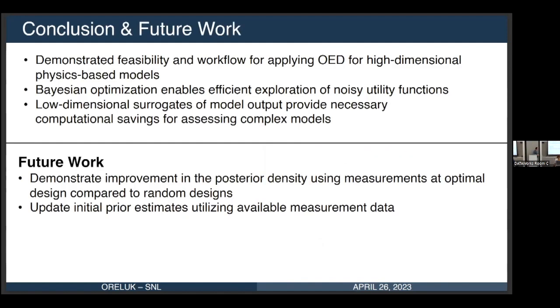With that, just wrapping up in conclusion, we show that it's feasible to use Bayesian optimal experimental design for these very difficult problems. Bayesian optimization really helped us optimize these noisy objective functions, and this would not be possible computationally without these low-dimensional representations of these complex physics-based models. The future work is to demonstrate that with real data, we do see an improvement in the posterior distribution versus random sampling. Also, in all the work that we showed, the prior density was informed by the literature. We do have data collected, and so our initial prior should use that data originally.